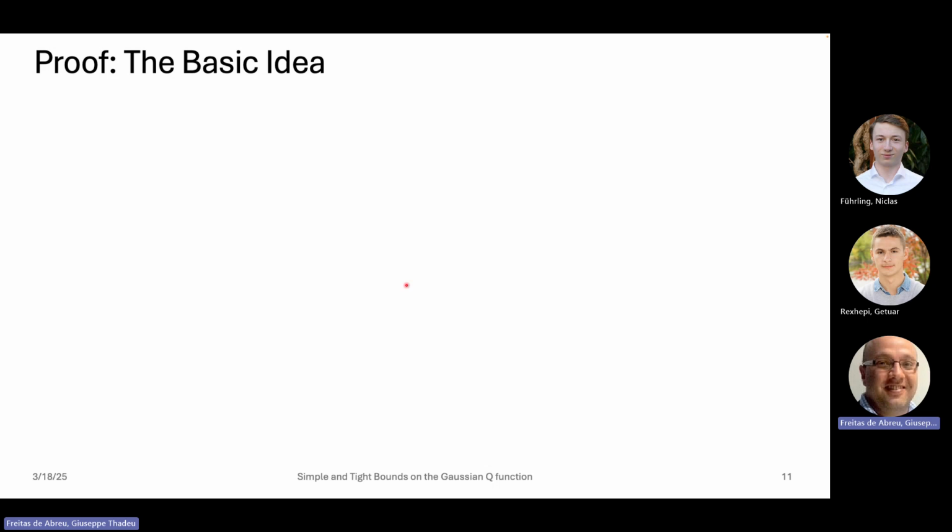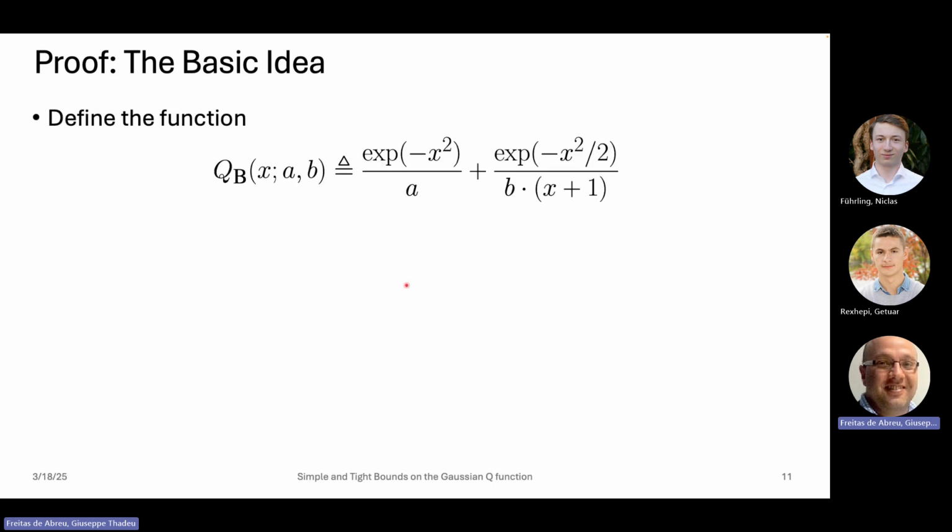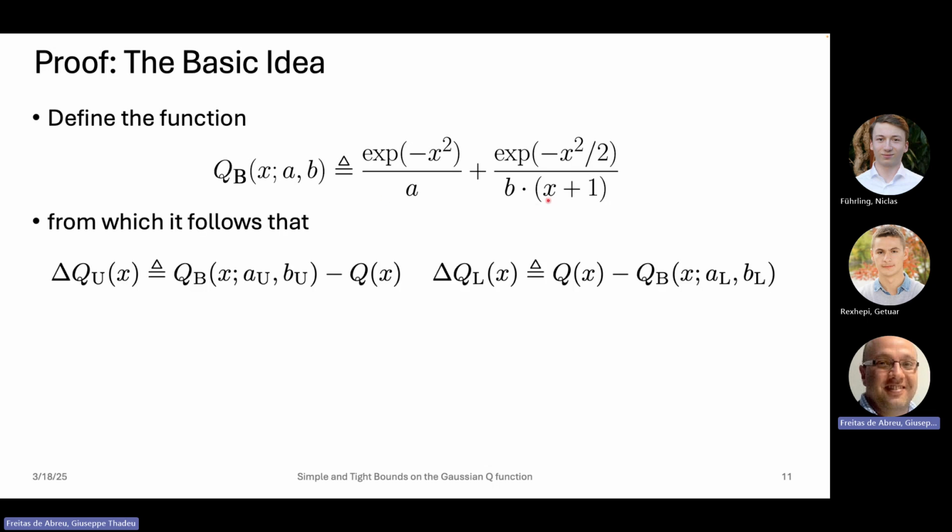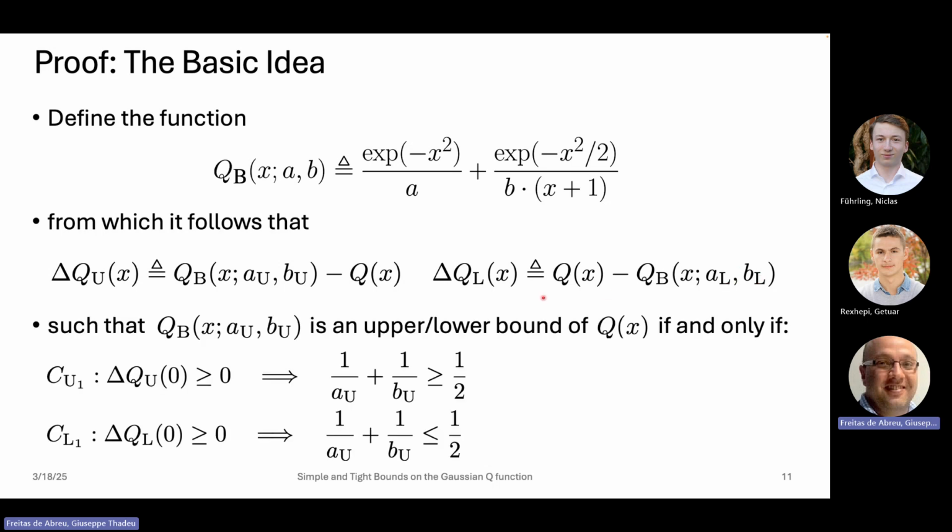Okay, so let's do a proof by stating what is the basic idea. The basic idea is, start by defining this function. And now we can define the following two differences. If you are interested in an upper bound, you can take this function minus the Q of x. If you're interested in a lower bound, you can take the Q of x minus this function. And you want to find the parameters a sub u and b sub u for the upper bounding case, or a sub l and b sub l for the lower bounding case, respectively.